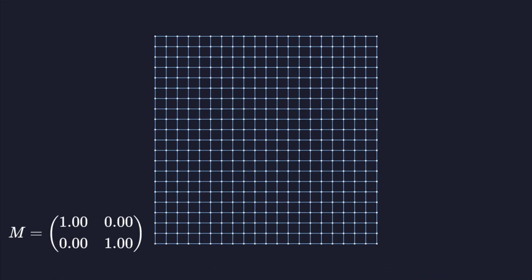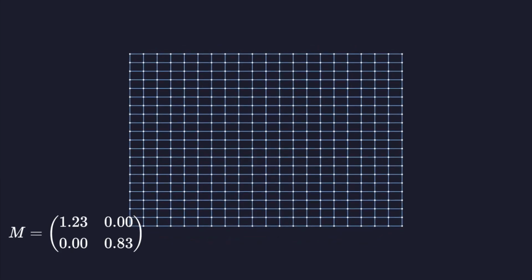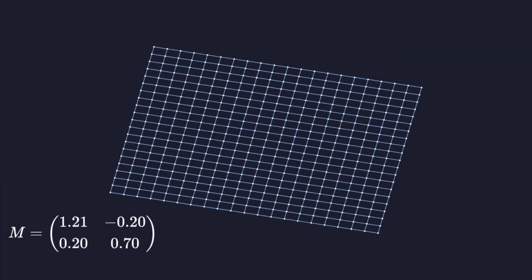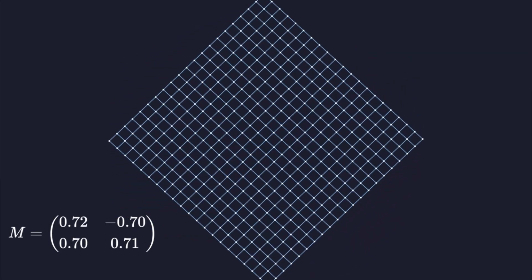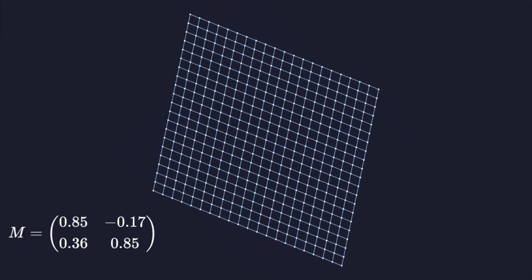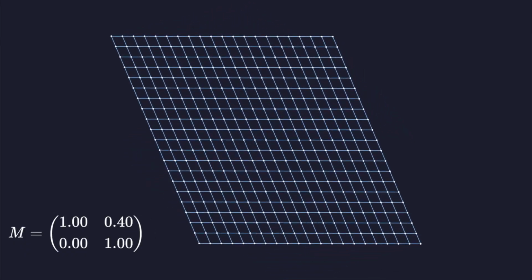Imagine the coordinate system as a flexible rubber sheet where every intersection represents a point in a dataset. A matrix is not just a table of numbers, but a specific set of instructions that tells this sheet how to stretch, rotate, or compress.